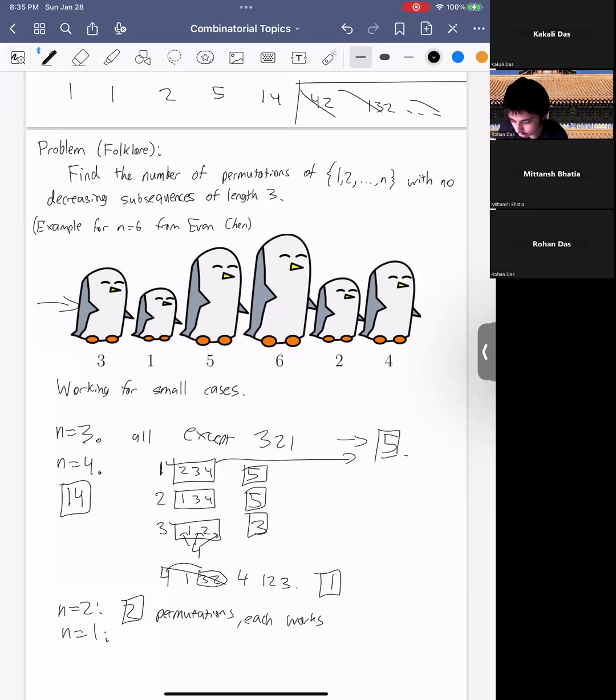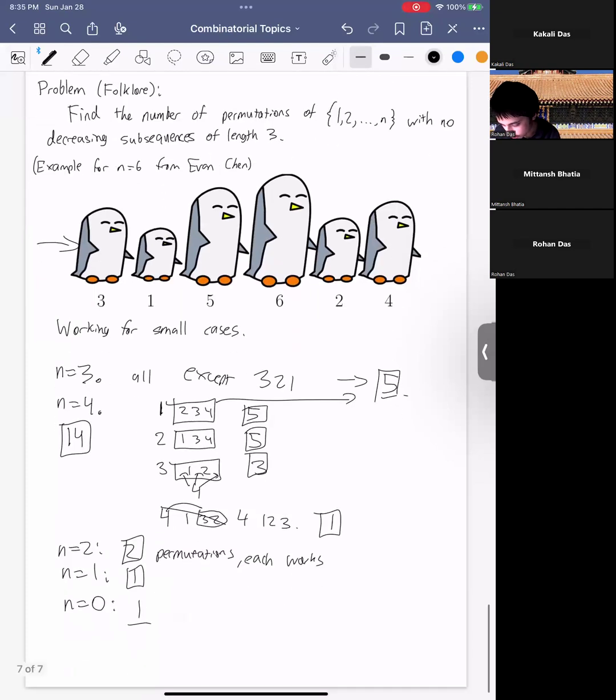Similarly, for n equals 1, there's 1 permutation, and that also works. N equals 0 is always a weird case to consider for these types of problems, but typically the answer will always be 1 for it because you're not actually choosing anything, so you just don't do anything, and that's your only choice. If this is confusing, it's usually not too important to consider it. It's just something I like to do.